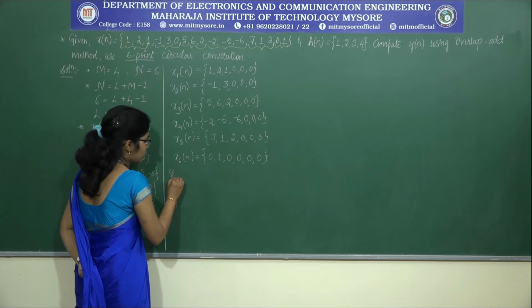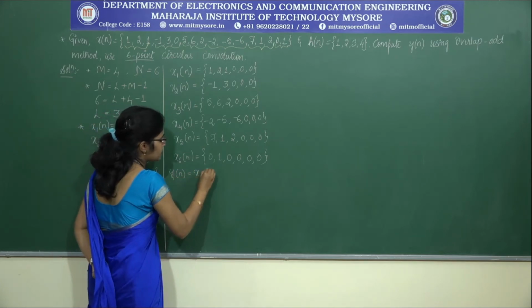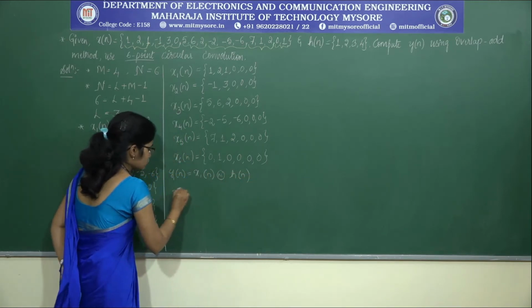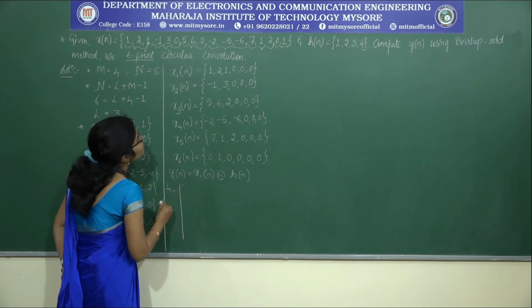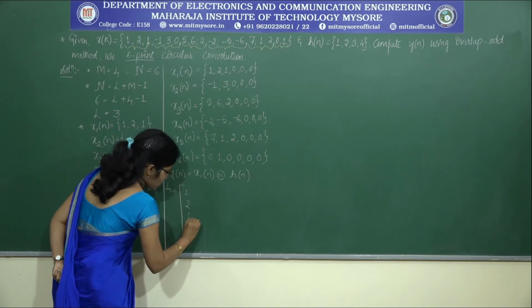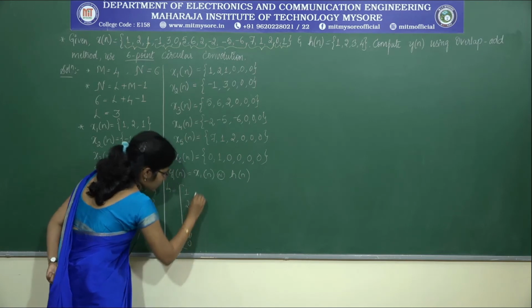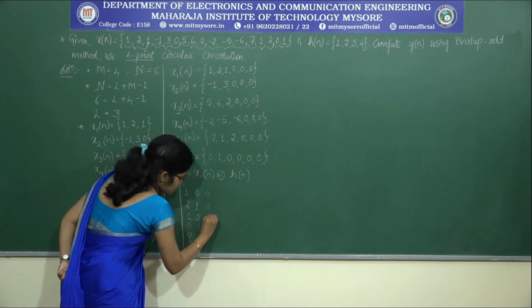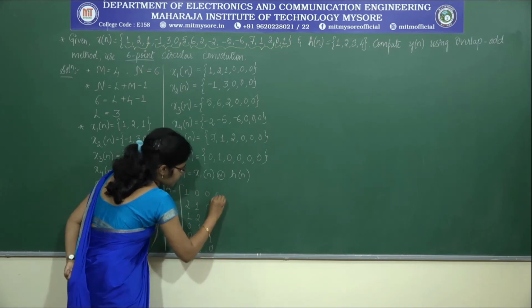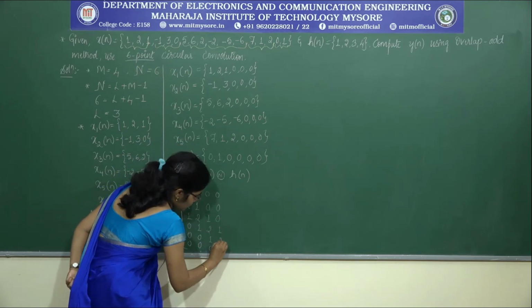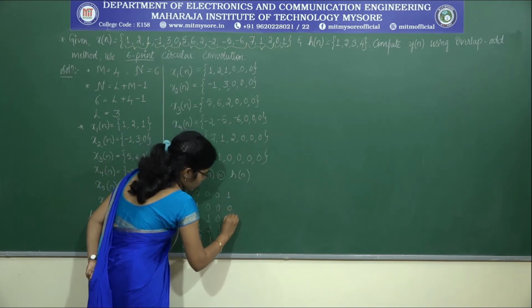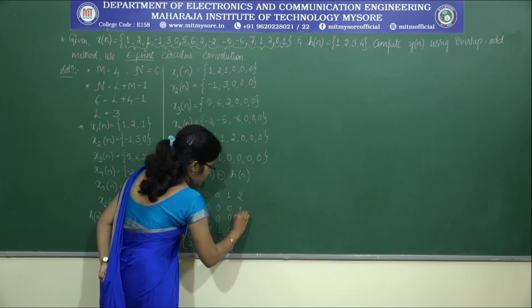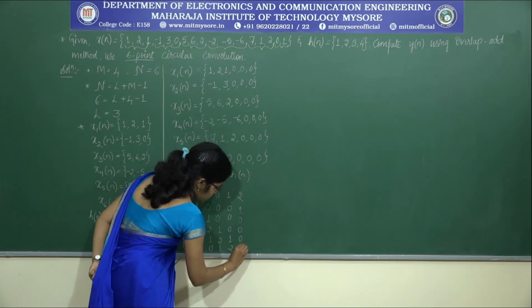Now let us start finding out the y value. y1 of n is equal to x1 of n circular convolution with h of n. What is the x1 of n sequence? It is 1 2 1 and triple 0. Start shifting: 0 1 2 1 0 0, 0 0 1 2 1 0, 0 0 0 1 2 1, 1 0 0 0 1 2, 2 1 0 0 0 1.